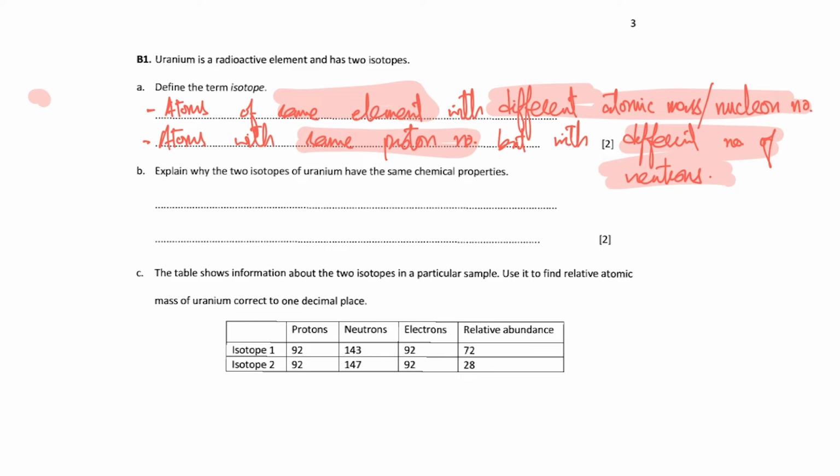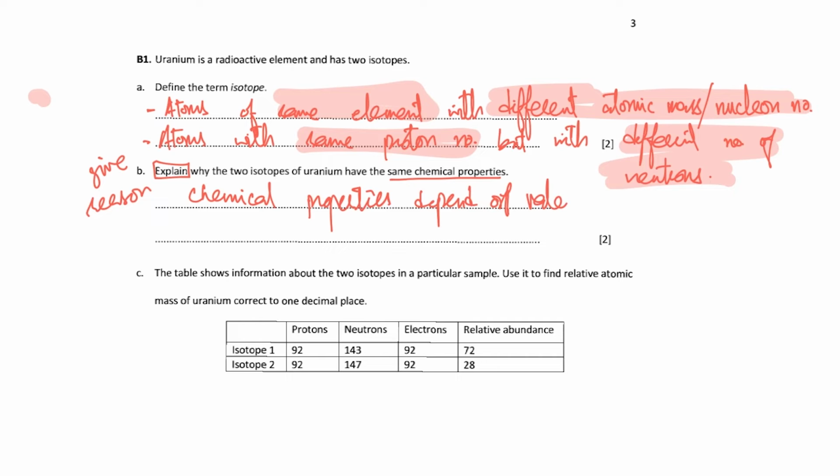Now the second question is explain. Every time you have something saying explain, you have to give a reason. That's very important. You have to give a reason to get the marks. So explain why the two isotopes of uranium have the same chemical properties. Now the question is not why they're different. Remember, the question is not why they're different. So do not talk about protons or neutrons here. They're saying why they have the same chemical properties. So let's look at what chemical properties actually depend on. So chemical properties depend on, or come from, valence electrons.